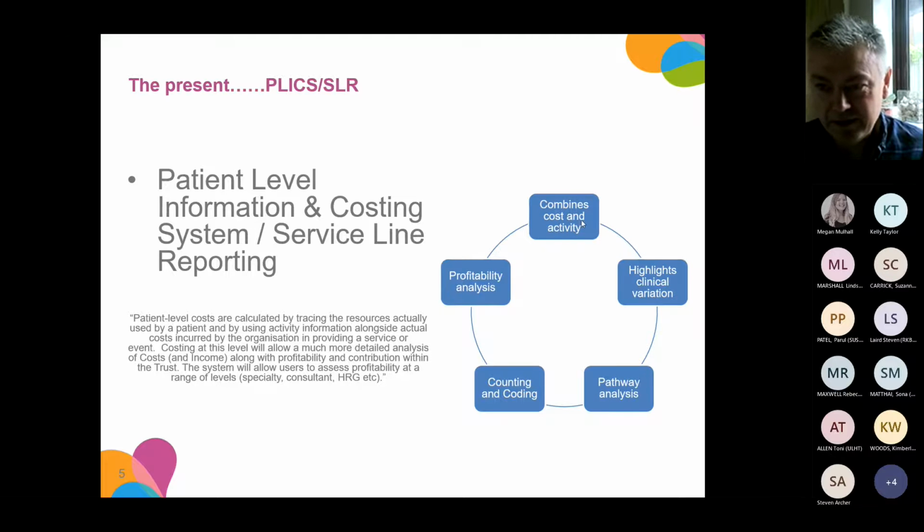So patient level, it combines costs and activity. It highlights clinical variation because we're able to look at patients by consultant or by ward, do full pathway analysis. We can look at the coding and the counting, which is basically how many diagnosis and procedure codes are recorded against every patient, and is there a difference again by consultant? So that's the clinical coding stuff. And we're able to look at profitability analysis. So do we get the right income for the costs that we're incurring?